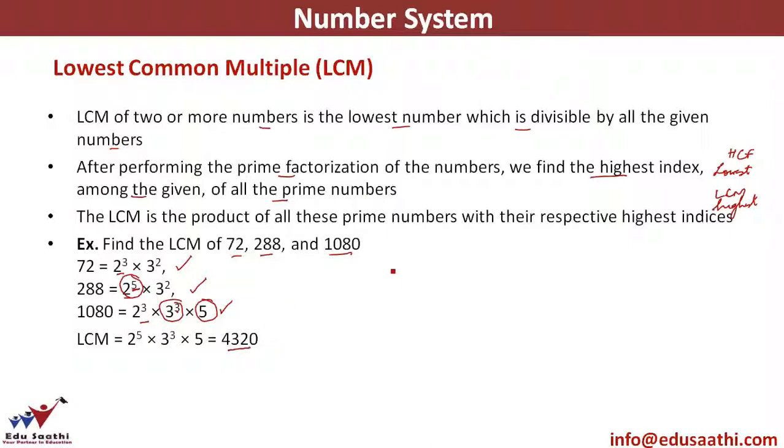Now 4320 is the smallest number which is divisible by 72 and 288 and 1080. The next such number would be double of this, which will be 8640. That will be the second number which is divisible by all three of them simultaneously.